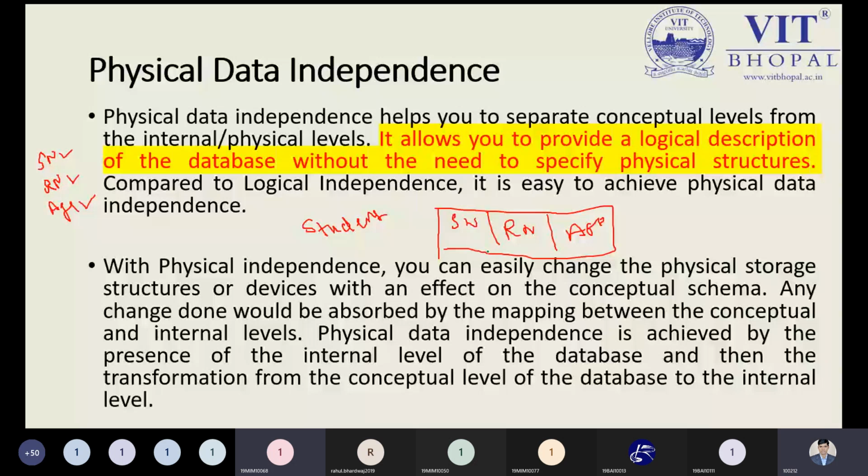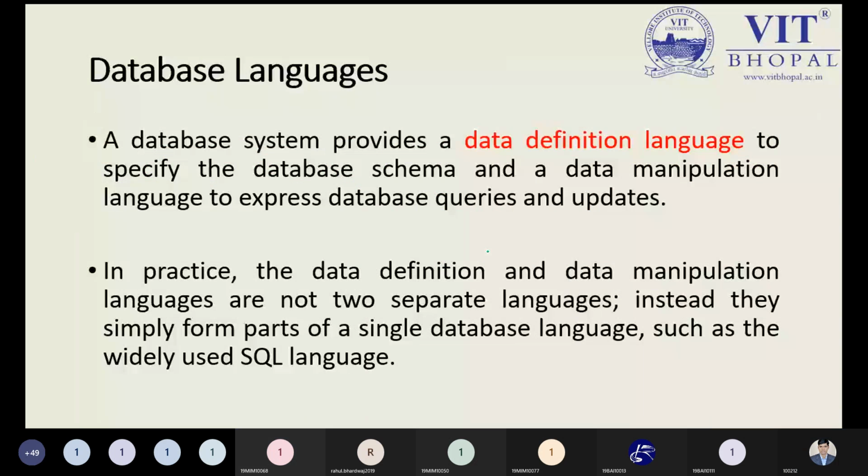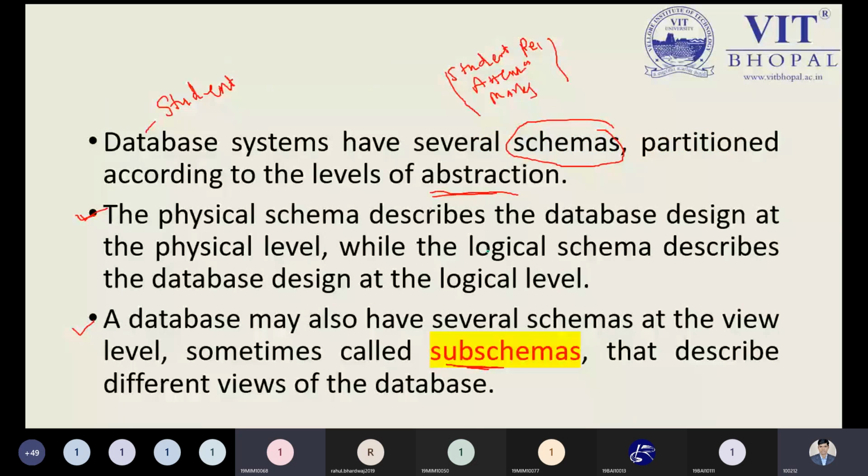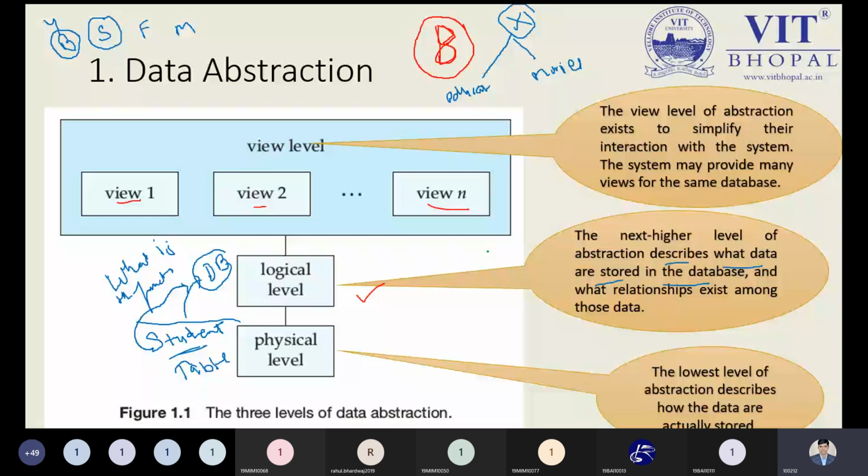Okay, let me take the real example. Okay, can I take real example? Sir, could you show the 3 level of data abstraction? This you're talking about this one. This diagram, or you are looking for the practical part? Sir, yes, sir, that diagram.